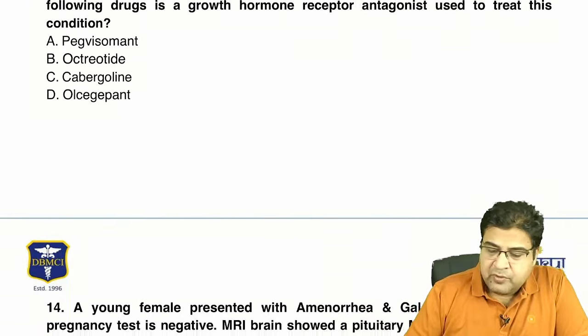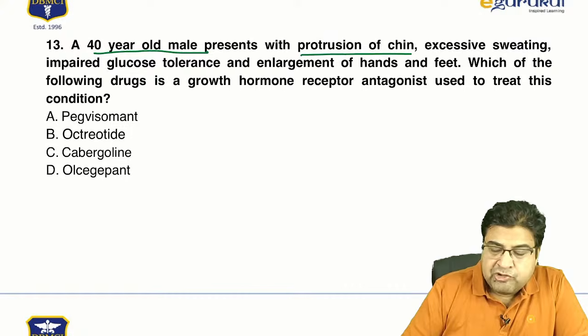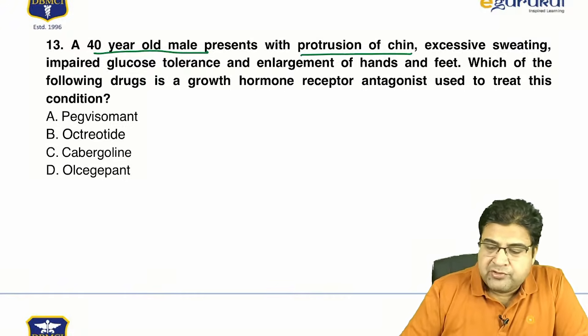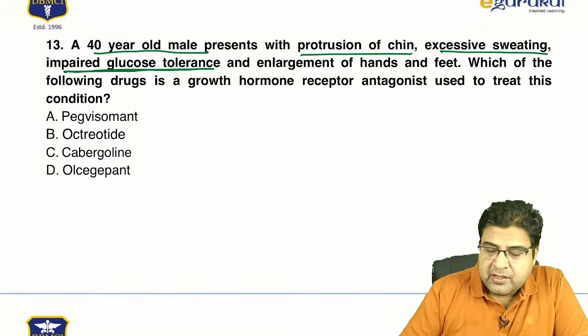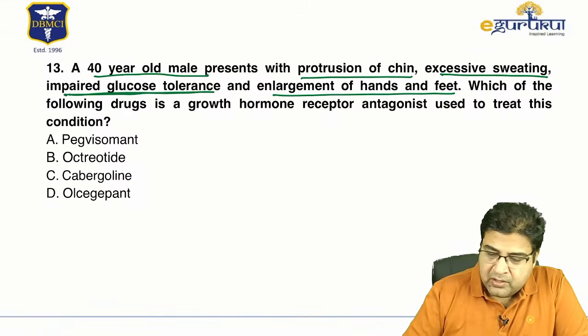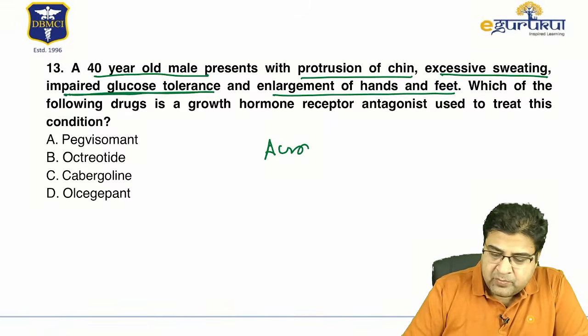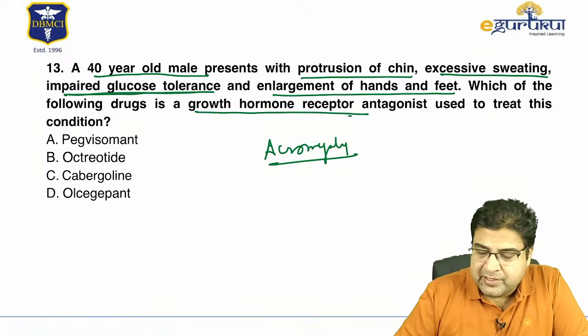Now guys, let's move on to question number 13. A 40-year-old male presented with protrusion of chin, excessive sweating, impaired glucose tolerance, enlargement of hands and feet. Guys, again this is a case of acromegaly. Again they have given a case of acromegaly with a different aspect. Now they are asking which of the following drugs is a growth hormone receptor antagonist.